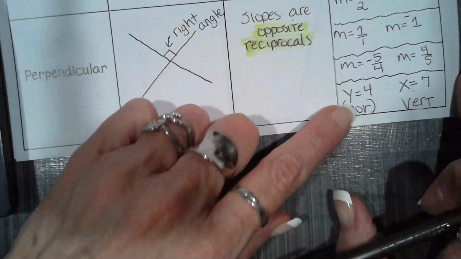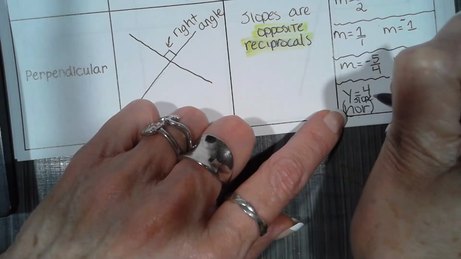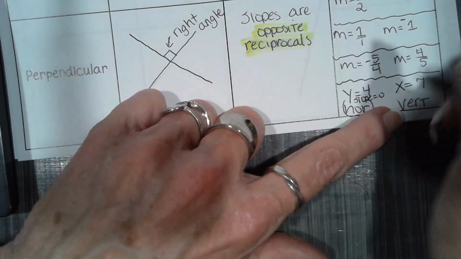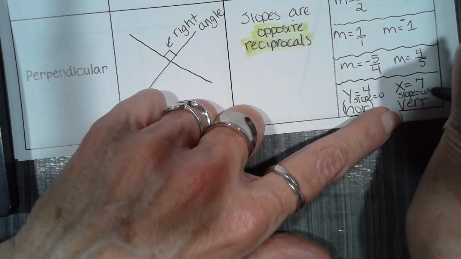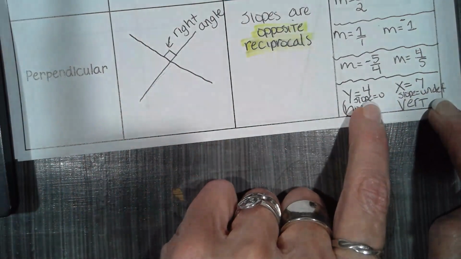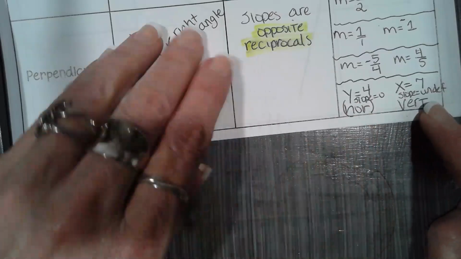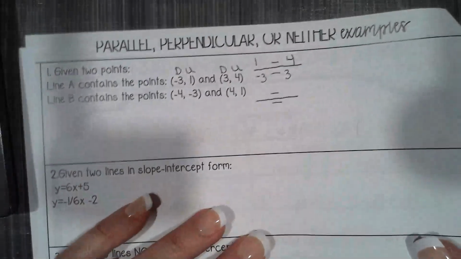Remember, this one has a slope of 0 because it's a horizontal line, and this has a slope that is undefined. So you're going to have to keep that in mind. Undefined slope and 0 slope make perpendicular lines. Sorry about that. Okay, all right. So back to this one.